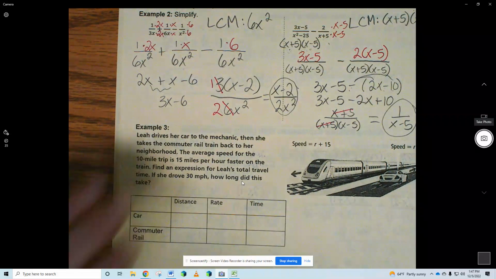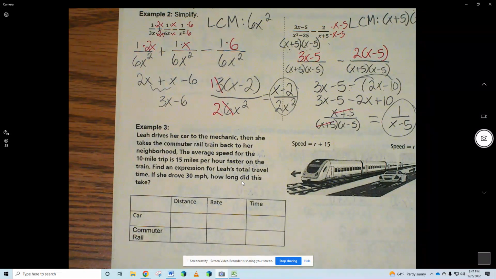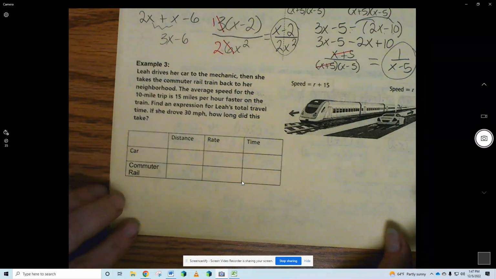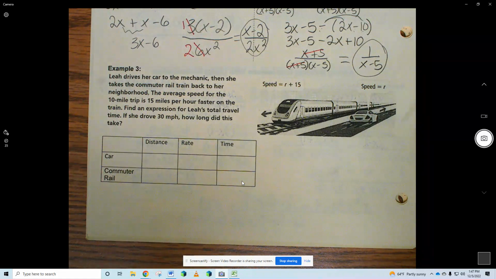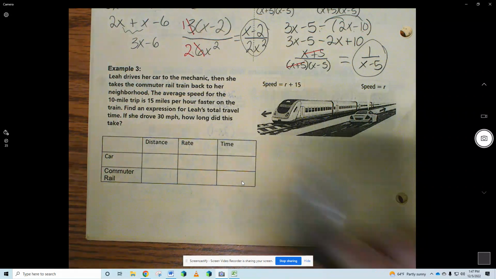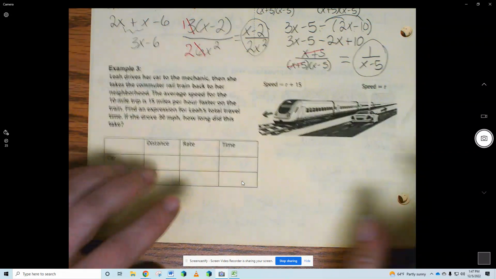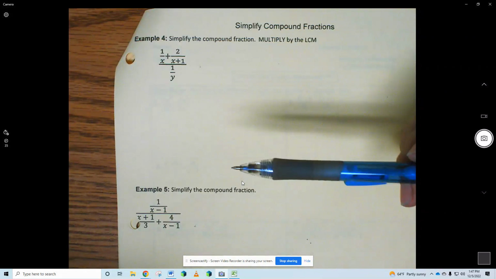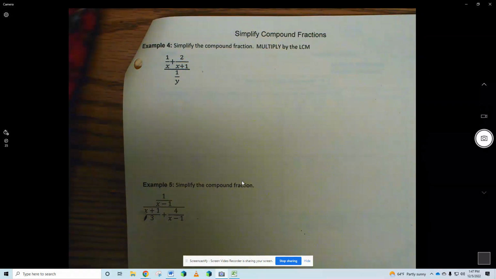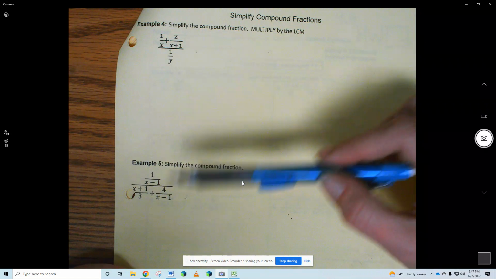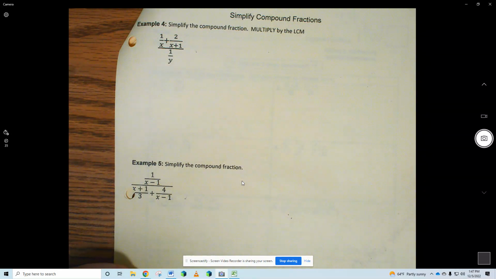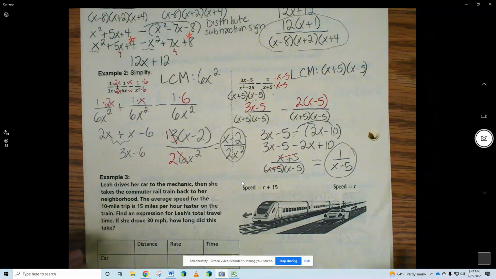All right, so this video that you're watching right now is only 4.4b, but it is specifically the end problems where I'm going to do this train, distance equals rate times time. And then I'm going to do these two problems on the back, which are compound fractions, and it's basically getting rid of the denominator and simplifying. So we're going to start here.